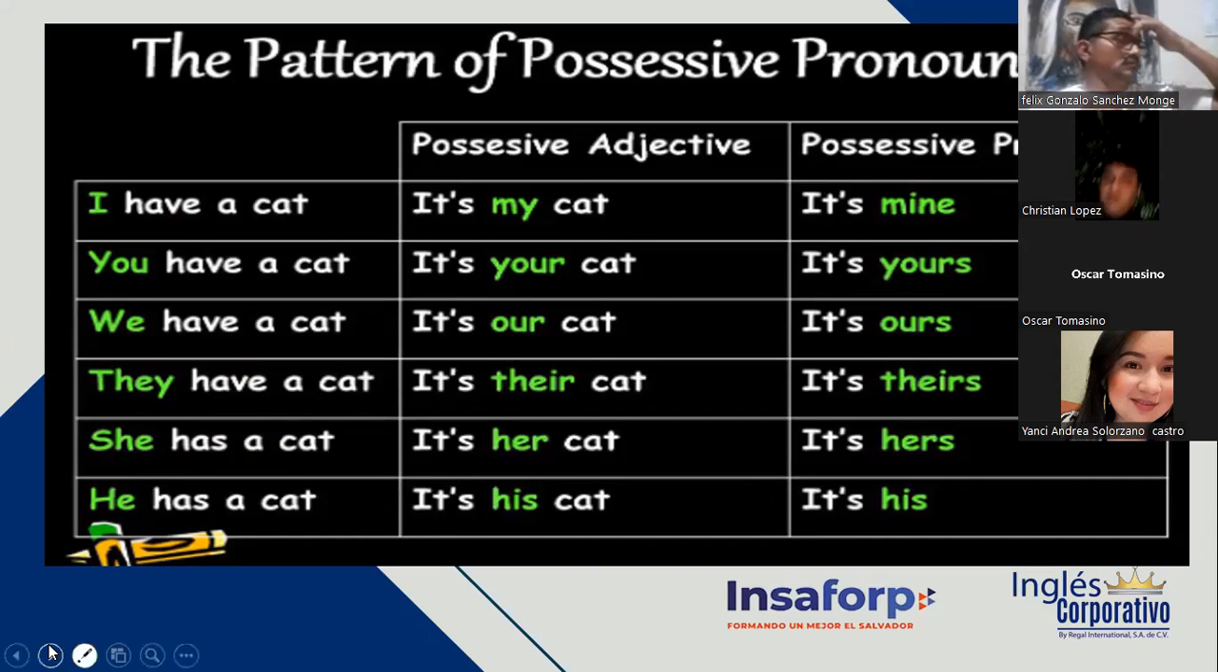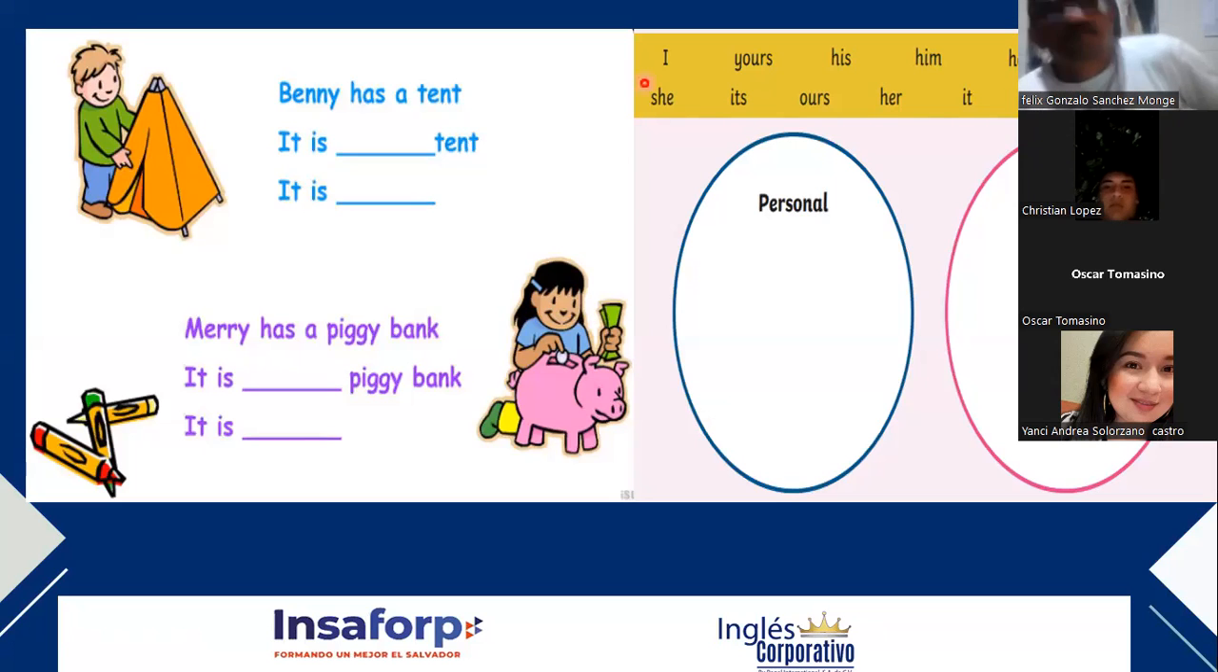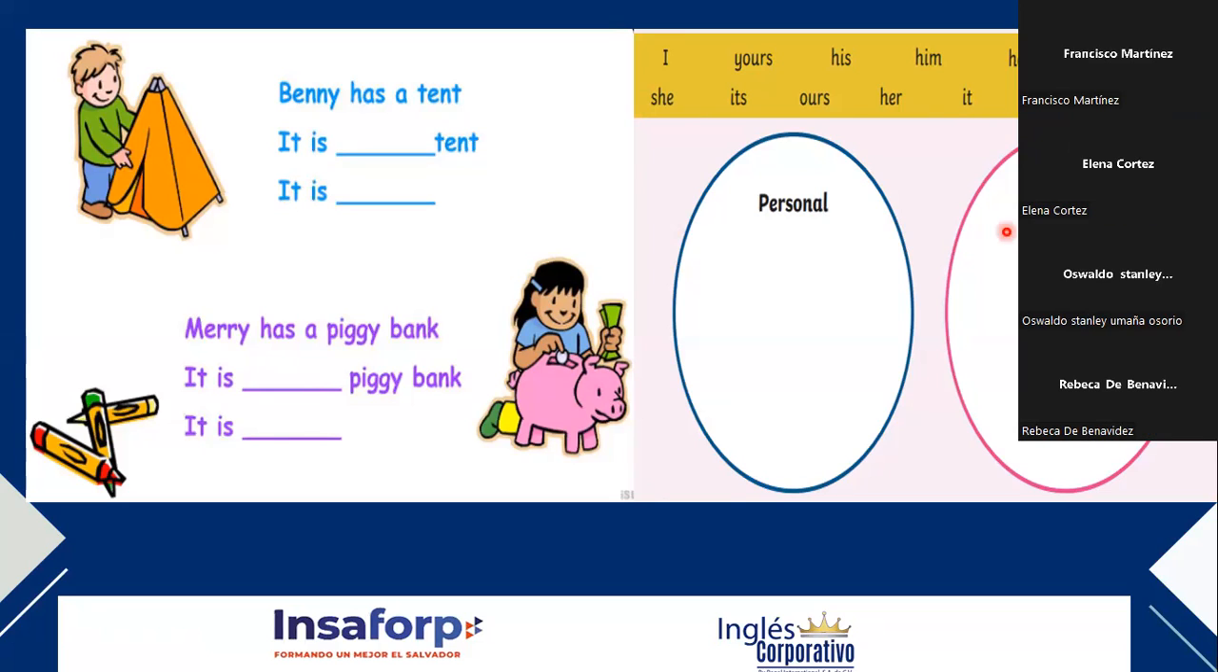So let's move on then. Now, I need you guys to help me writing here. I will ask someone random. Jancy, hello, are you there? Well, she's probably not there. Let me just try to get someone else. Oswaldo Stanley, are you there? Yes. Okay, from this list, de esta lista, can you tell me the first personal? I, you, he, she, it, we, they.